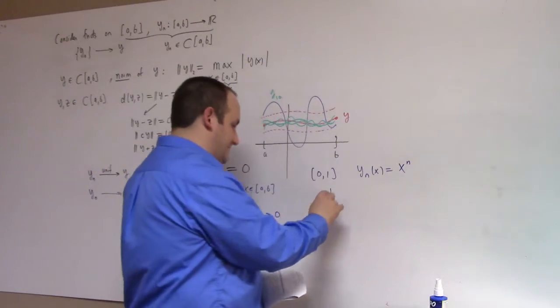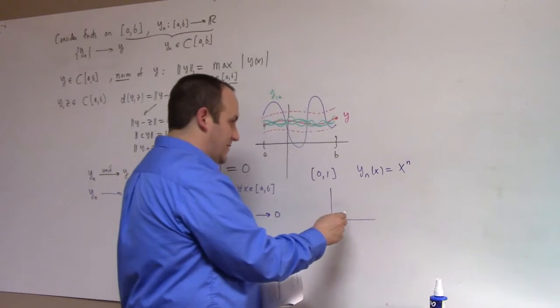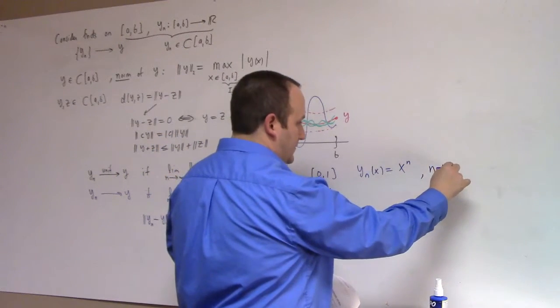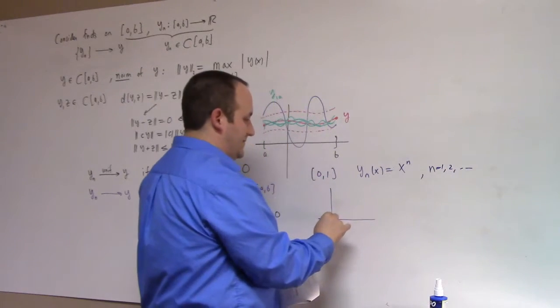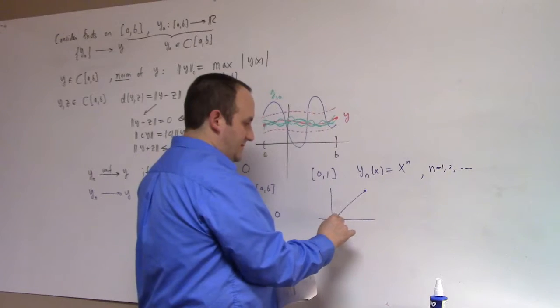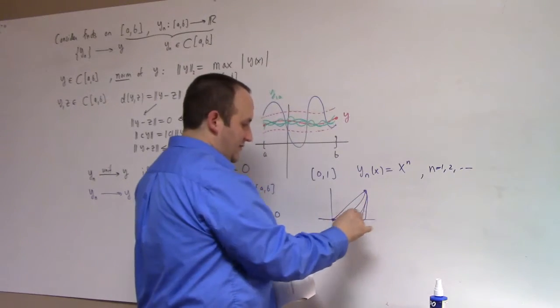So like that. Of course, x to the n is continuous on 0 to 1, but let's say n equals 1. So yeah, like this guy, right? Then you got this guy, then you got this guy, then you got this guy, then you got this guy. Well, you get the idea.